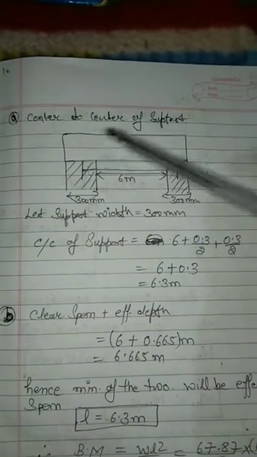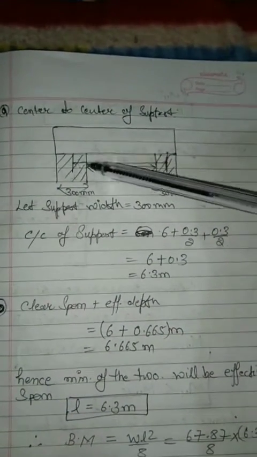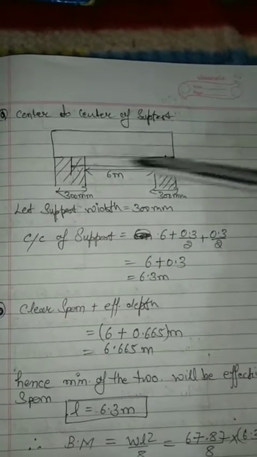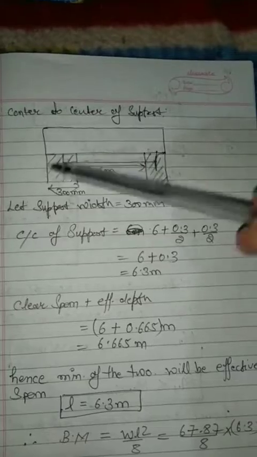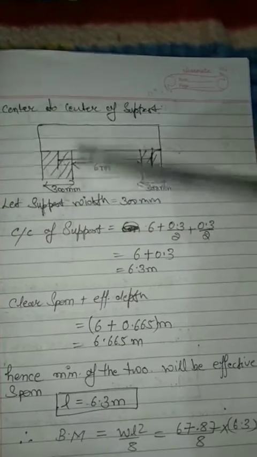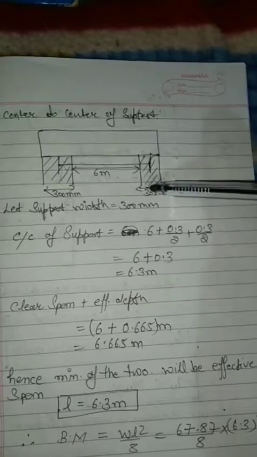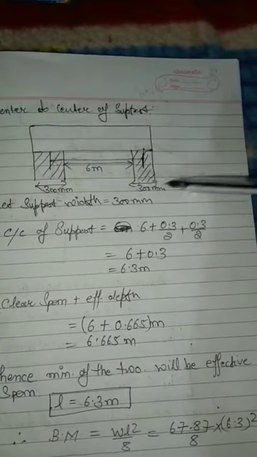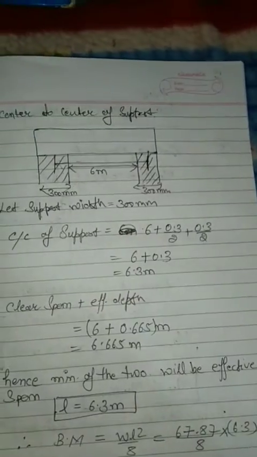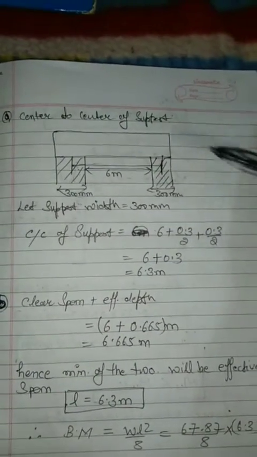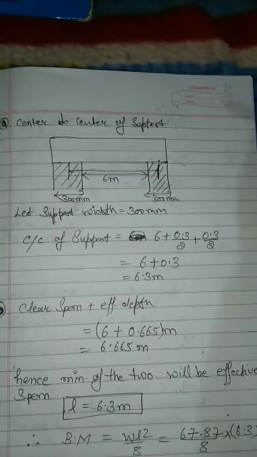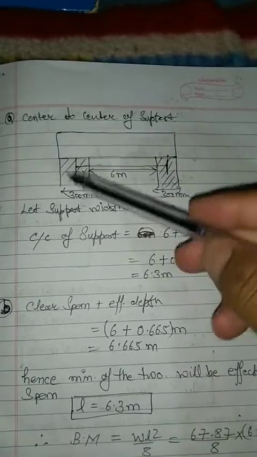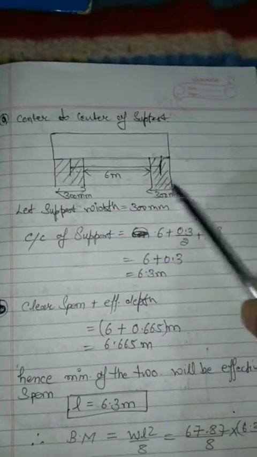We'll calculate center to center of the support first. This is the first support, this is the second support, and we need to calculate the center to center distance. We are not provided here with the width of the supports, so first of all, we need to assume the width of these two supports. These values are also recommended by IS code. For instance, let us take the width of these two supports as 300 mm each.